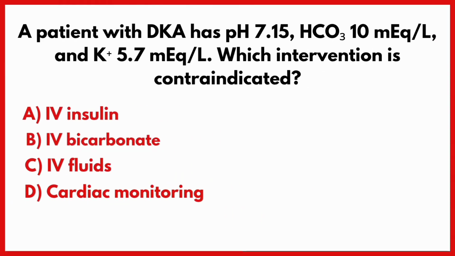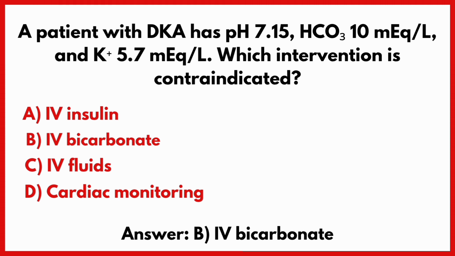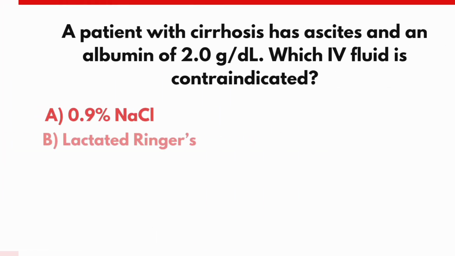A patient with DKA has pH 7.15, HCO3 10, and K+ 5.7. Which intervention is contraindicated? Correct answer is option B.